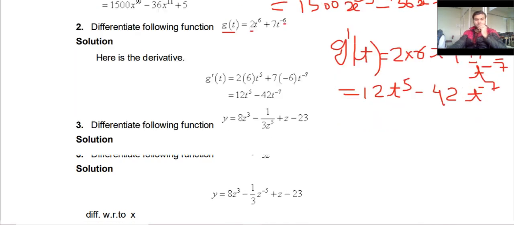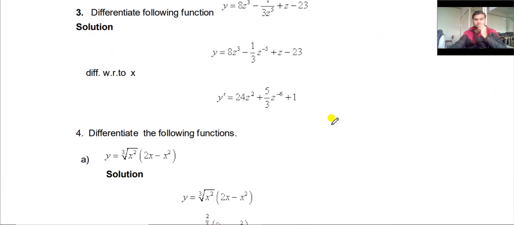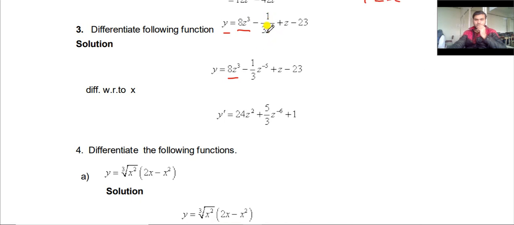Okay, now we will move to the third question. So you have given y is equal to 8z cube. So we write 8z cube. Okay, then minus 1 by 3. So we write minus 1 by 3 and here z to the power 5 is given in the denominator. So when this power goes to the numerator, then its sign will be changed. So z to the power plus sign becomes z to the power minus sign when it moves from the denominator to the numerator. Then plus z minus 23.